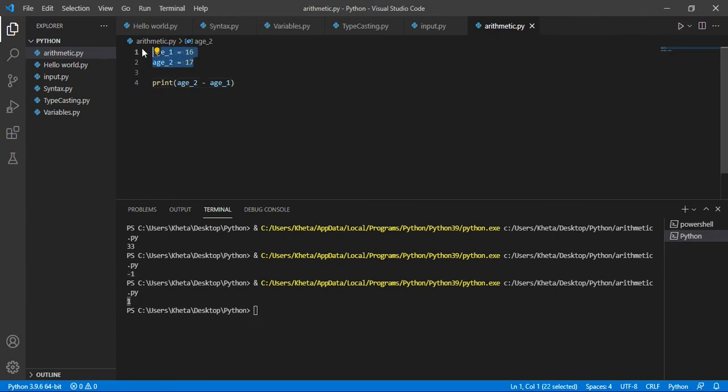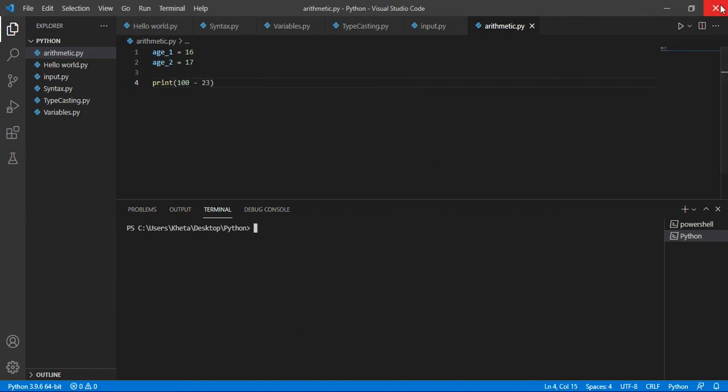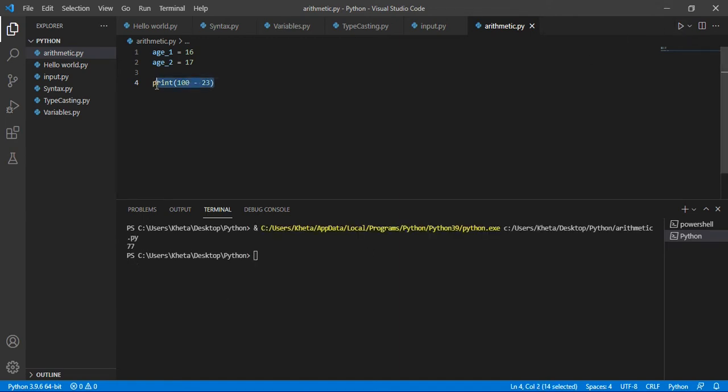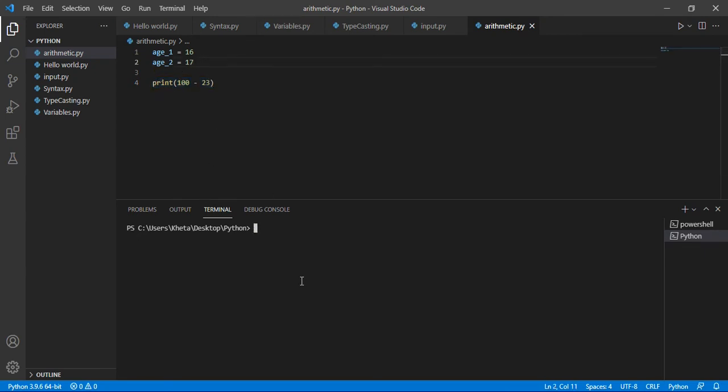So if you ever have variables or values, you can even put actual values in here. Let's say 100 subtract 23, if you want to do it like that. So the values can either be stored in variables or you can just go ahead and print them like that if you have an equation or an expression. So let's clear the terminal and move on.